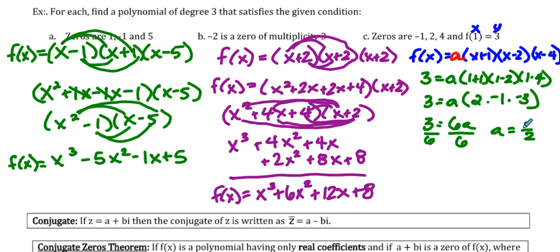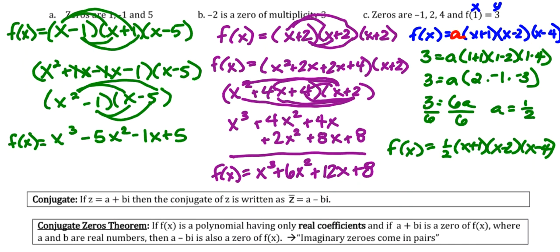So now, if I put a 1/2 in here, I should have a true statement, f of 1 is equal to 3. So my answer is f of x equals 1/2 times x plus 1, x minus 2, x minus 4. And if I was asked for that in standard form, I could multiply all of this out, but for now I'm just going to leave this one in factored form.